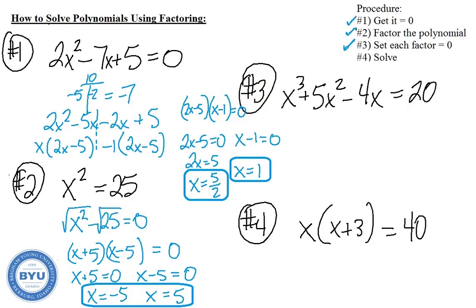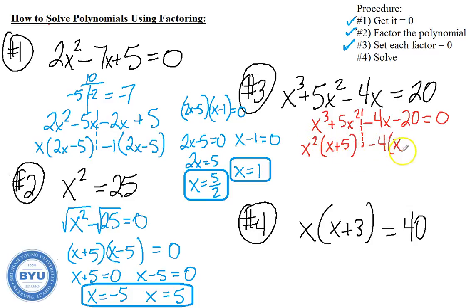Okay, number 3. Here we have a 4-term polynomial. Let's get it factored. x cubed plus 5x squared minus 4x minus 20 equals 0. We have to get it equal to 0. We chainsaw the problem. Factor by grouping. I take out an x squared, leaving me with x plus 5. Here we take out a negative 4, leaving me with x plus 5. And so it factors to x squared minus 4 and x plus 5 equals 0.